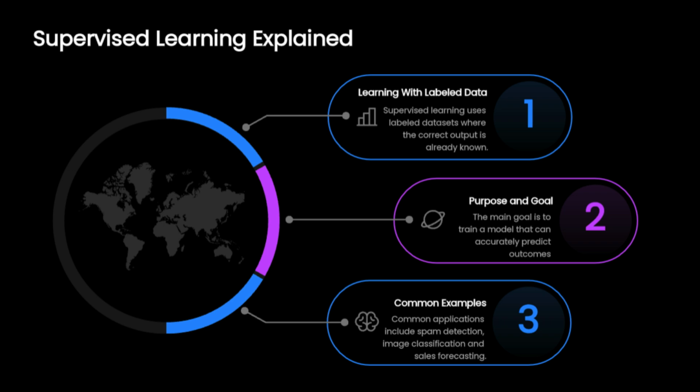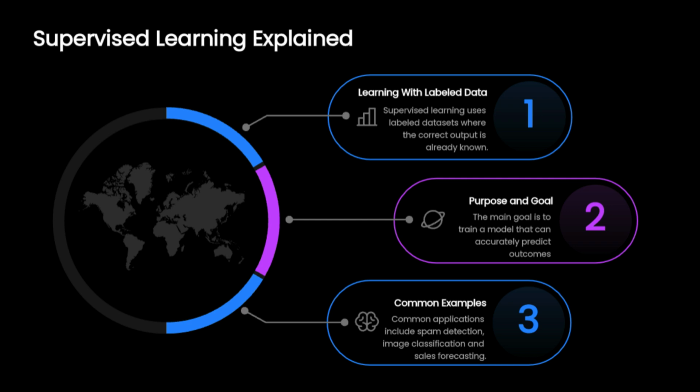Now let's start with supervised learning, which is the most commonly used type of machine learning. In supervised learning, the model learns from labeled data. That means for every input, the correct output is already known. For example, if we are training a model to detect spam emails, each email is already labeled as spam or not spam. The model studies this data and learns the relationship between inputs and outputs.